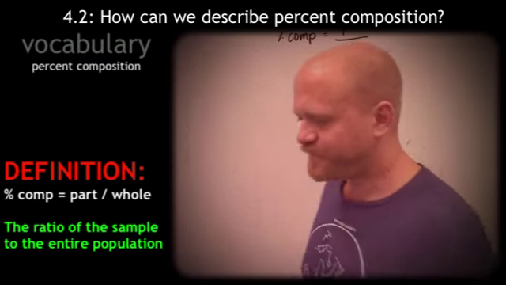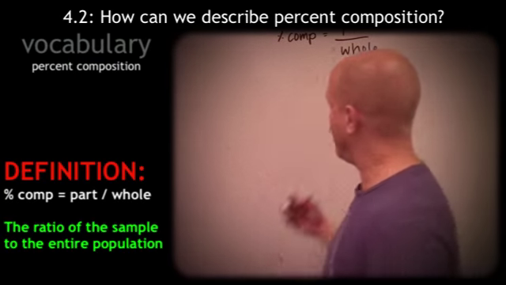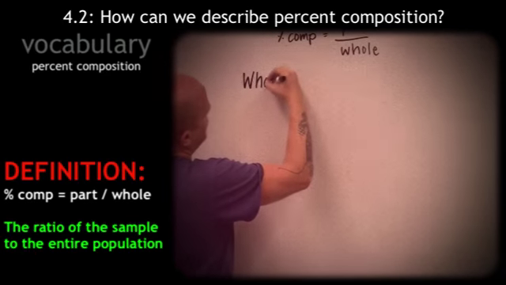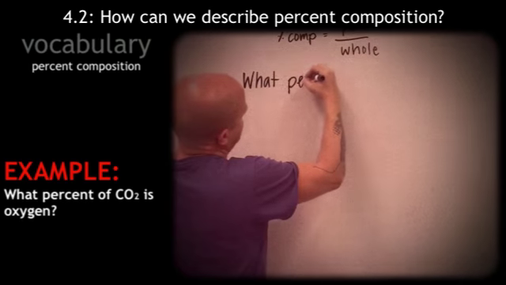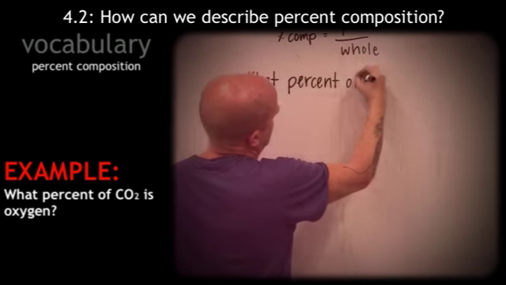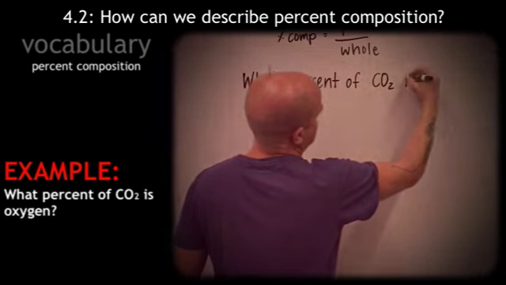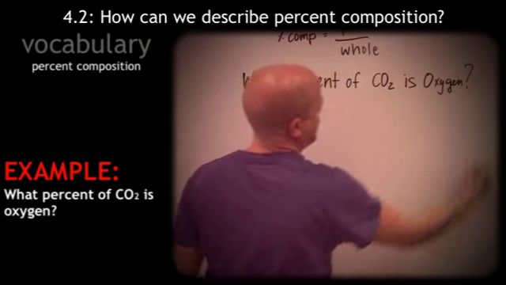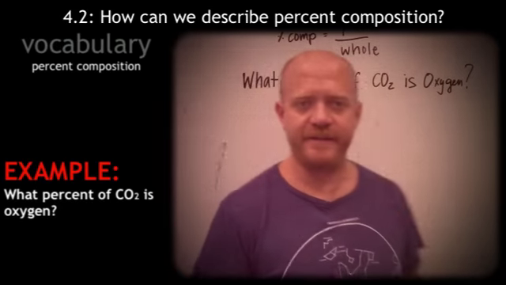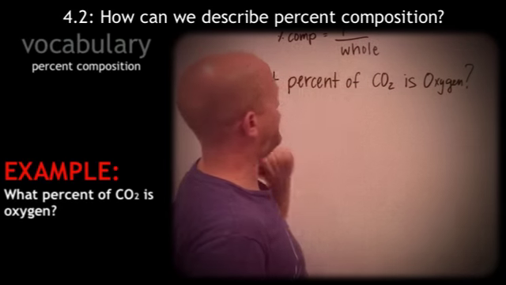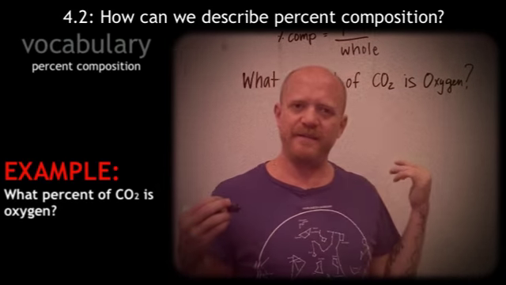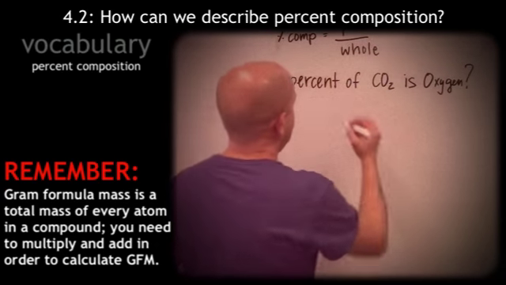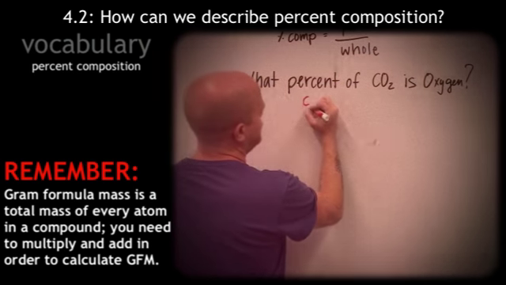Quite simple. Now it's going to ask you a question of, for example, what percent of CO2 is oxygen? Okay. Now, first things first. You got to figure out what is the whole, what is the part. We need to use the gram formula mass. So, the gram formula mass of CO2.